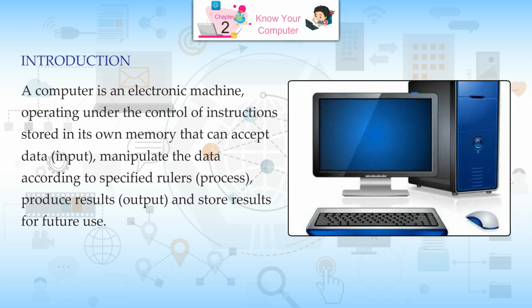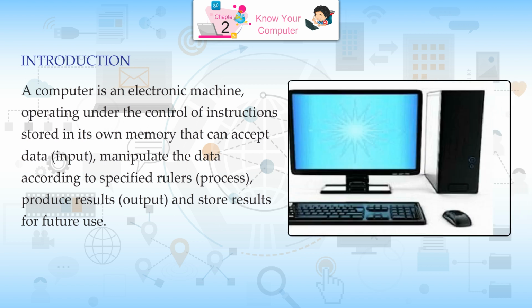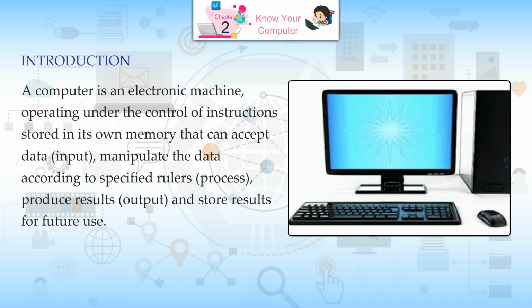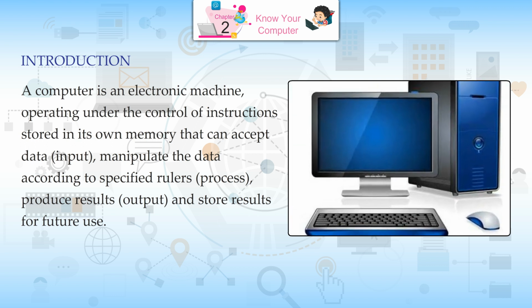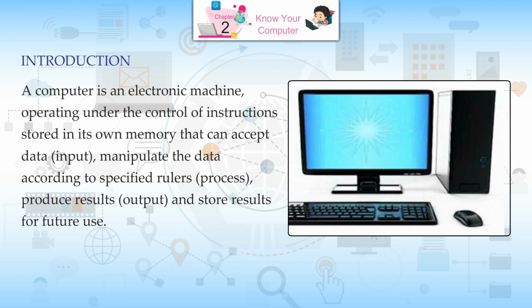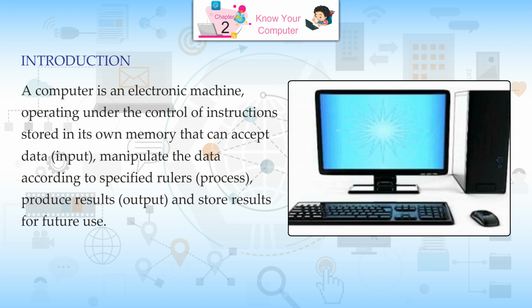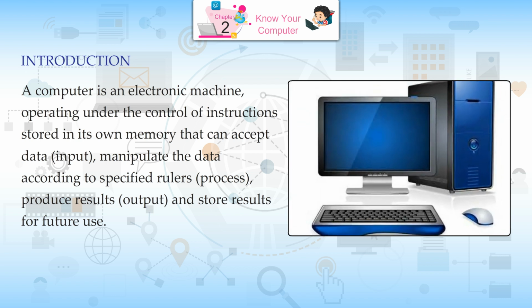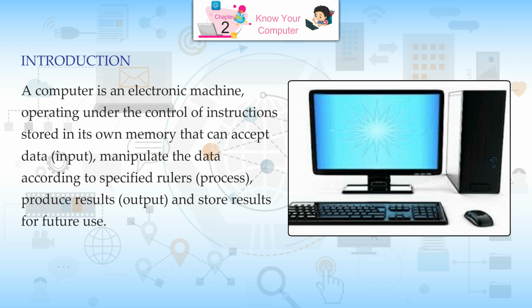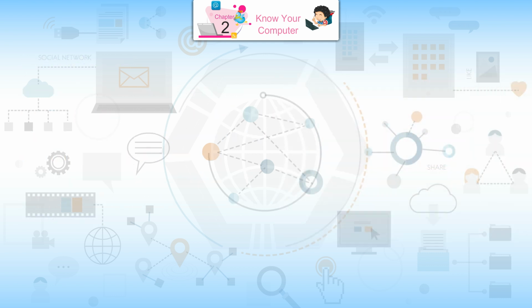Introduction. A computer is an electronic machine operating under the control of instructions stored in its own memory that can accept data (input), manipulate the data according to specified rules (process), produce results (output), and store results for future use.